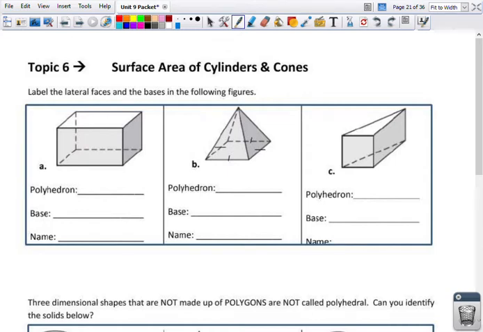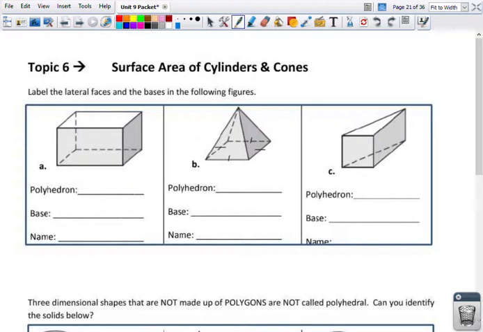Okay, welcome. We're going to talk topic 6 today, surface area of cylinders and cones. All right, we've talked about these three shapes before and this word polyhedron and how they are made up of just polygons. Their faces are made up of polygons. And so I'm going to take a second, pause the video, and see if you can name all these things and the bases for each of these polyhedron.